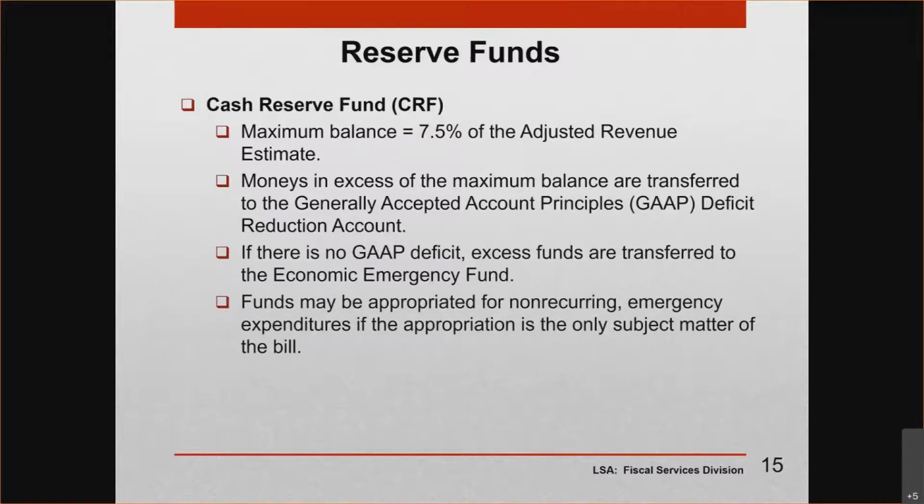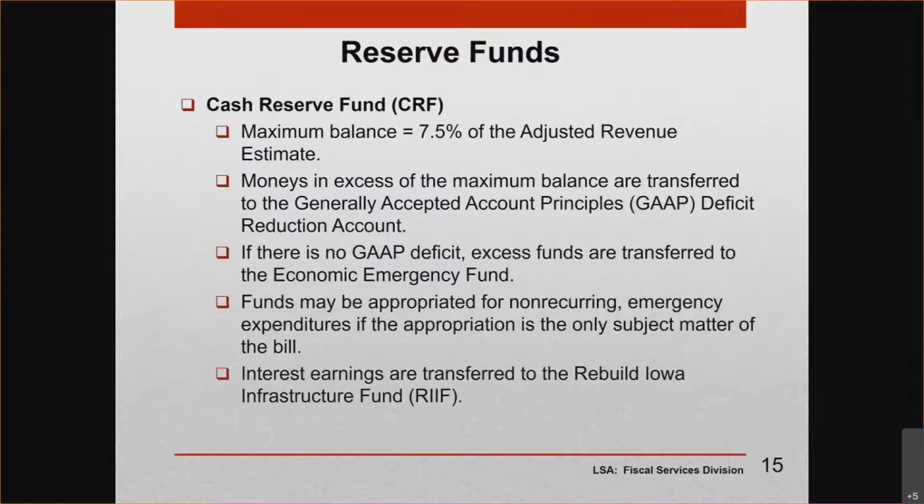Funds appropriated from the cash reserve fund have to be spent for non-recurring emergency expenditures. The appropriation has to be the only subject matter of the bill. One thing about this is that the term emergency expenditures is not defined in the code. So when appropriations are proposed from the cash reserve fund, the term emergency expenditures gets debated rather vigorously. Any interest earnings from the cash reserve fund are deposited into the Rebuild Iowa Infrastructure Fund, which is another fund in state government that is used to fund state infrastructure projects.